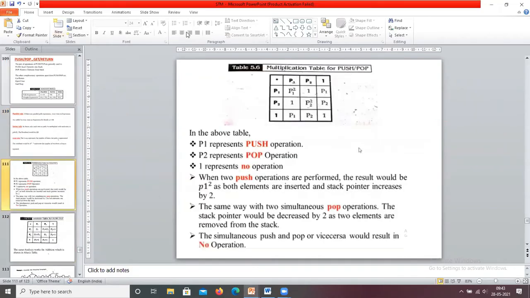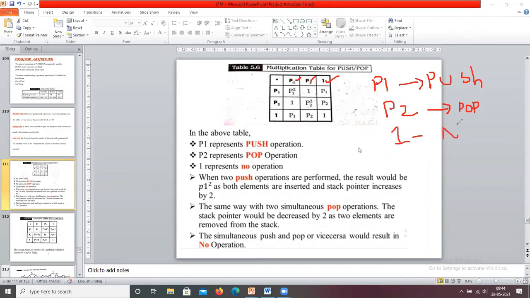So this is the multiplication table for push pop. P1 represents push, P2 represents pop operation, and 1 represents no operation. P1 means push, P2 means pop, and 1 means no operation.